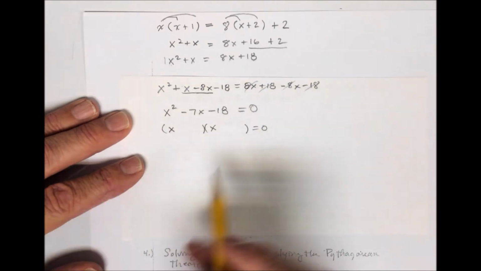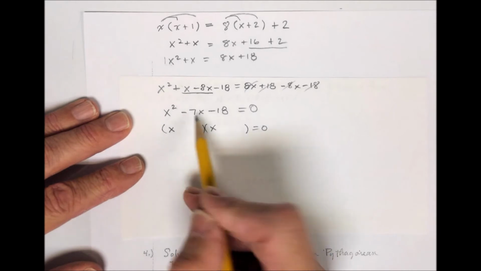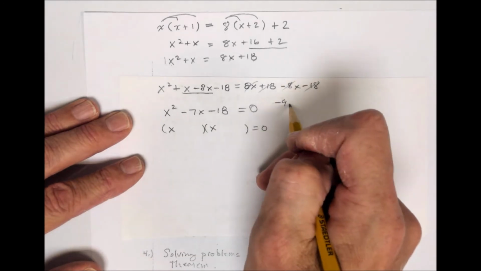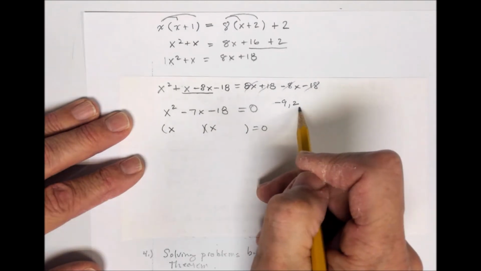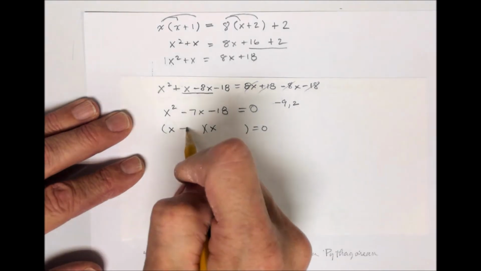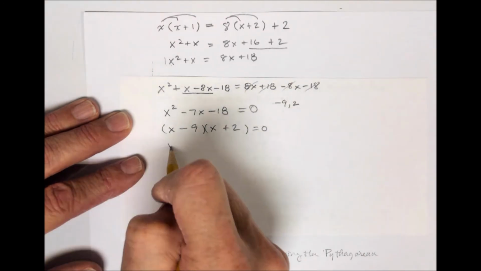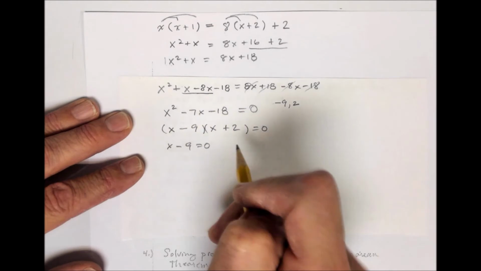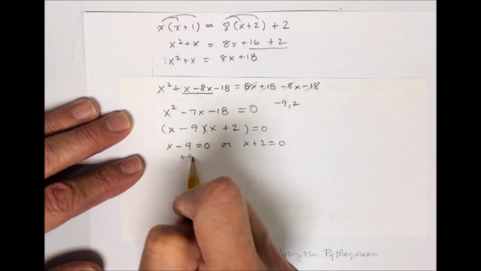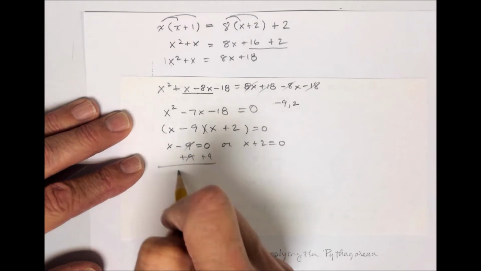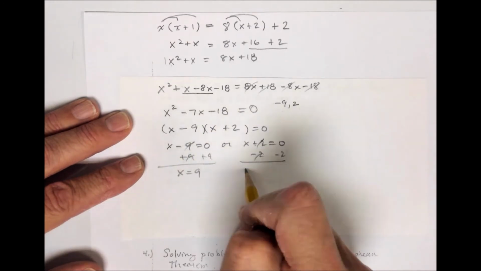And I need two numbers whose product is negative 18, but whose sum is negative 7. I'm thinking negative 9 and positive 2. So if I put a minus 9 here and a positive 2 here, I say x minus 9 equals 0. This is the zero product property. I say x plus 2 equals 0. Here I'm going to add 9 to both sides, I get x equals 9. Here I'm going to subtract 2 from both sides, I get x equals negative 2.